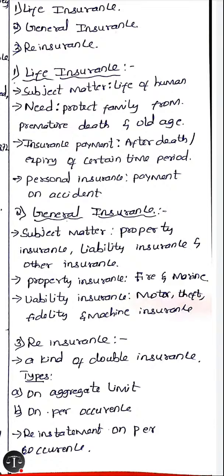So what happens in a liability insurance is you are about to pay to a third party. So the insurer will promise to pay on behalf of you to a third party. So that is a liability insurance. Fidelity insurance is also the same. You are liable to pay to a third party, and you take insurance for that, and the insurer will on your behalf pay to a third party. That is liability insurance.